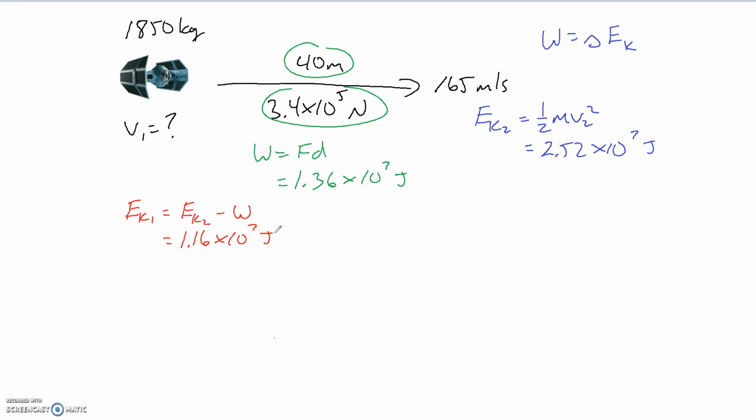Now this, of course, is equal to 1/2 mv squared. So this has to be equal to 1/2 mv1 squared. So I have the kinetic energy it started with, 1.16 to the 7. I know the mass of my spaceship is 1,850. I can put them into the expression and then solve for V1. And if I do that, I get a V1 of approximately 112 meters per second. So that's how fast approximately it was going at the beginning.